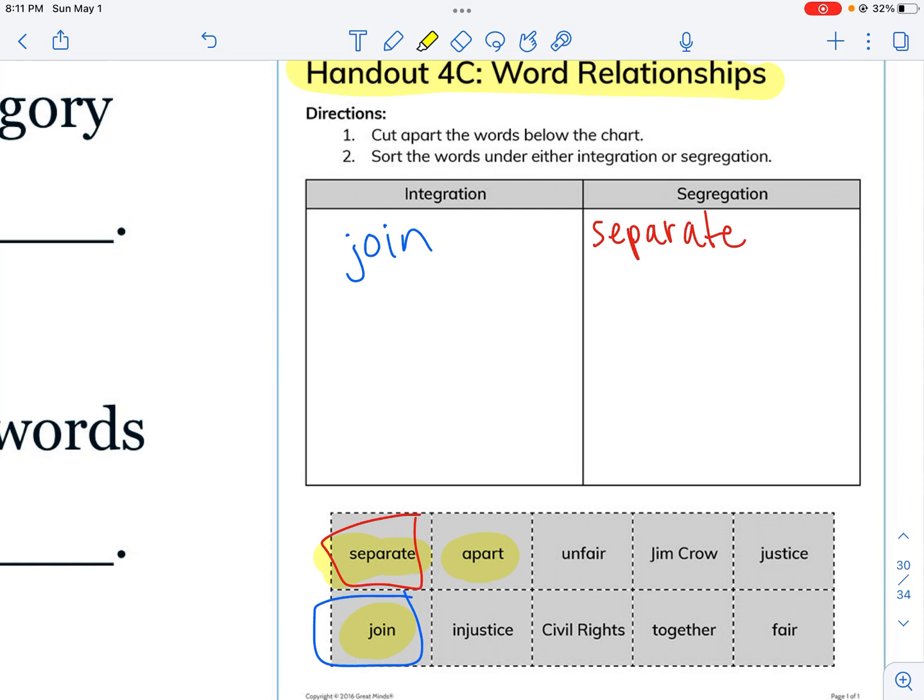Let's look at our next word, apart. Which category should we put the word apart? That would go in segregation. We're keeping people apart. It's a synonym with separate. They mean the same thing, but they're different words. Our next word, injustice. We talked about this in our very first lesson of Module 3. Injustice means not fair. Where would we put injustice? Good, with segregation.